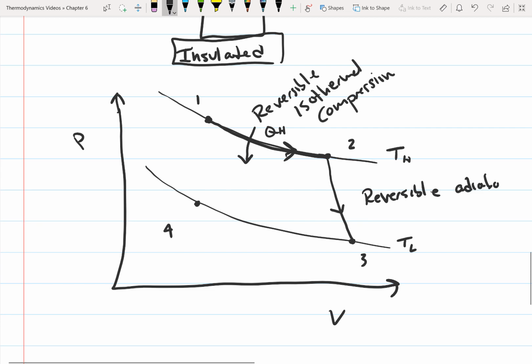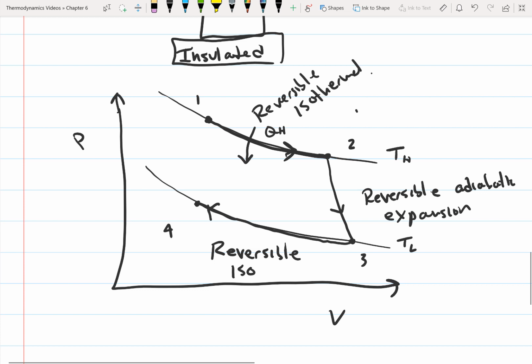adiabatic expansion. And then we're going from state 3 to state 4. And this is going to be reversible isothermal. Sorry, this one isn't compression. This process from 1 to 2, this is reversible isothermal expansion, because we're expanding the gas. So then down here we have reversible isothermal compression.